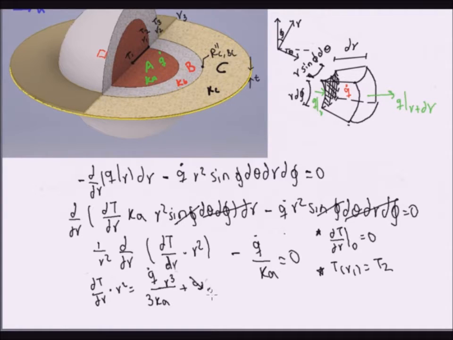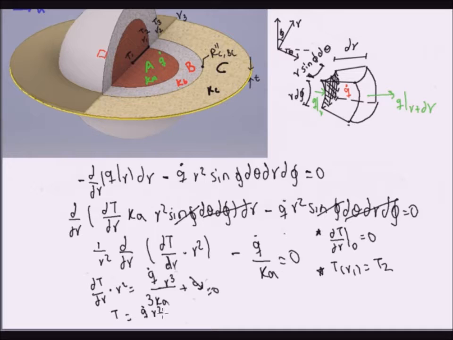So C1 equals 0. Okay, and now we need to integrate it once more. But first we need to divide by this r squared. So when we divide by r squared, this becomes an r, and then when we take the integral, we end up with, I'm going to write it down here. So this is the final temperature profile.